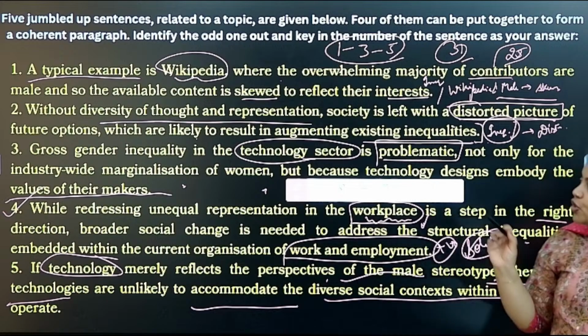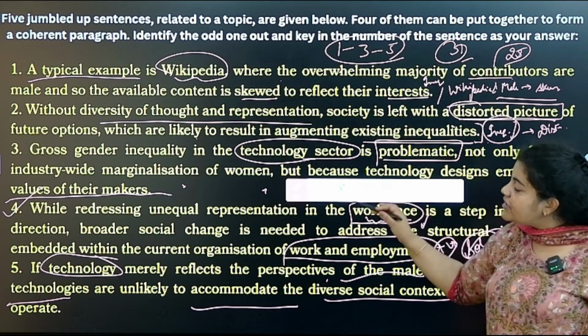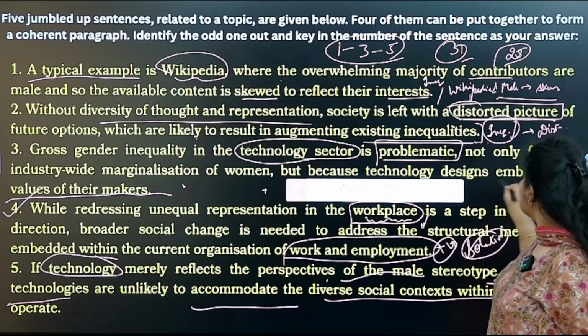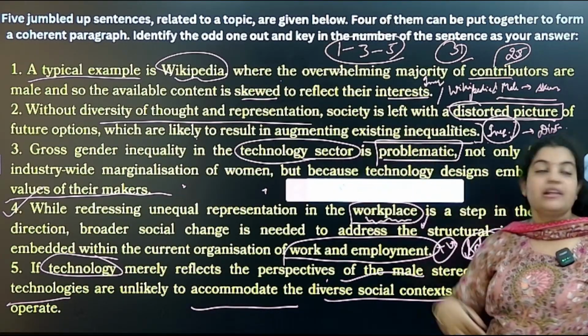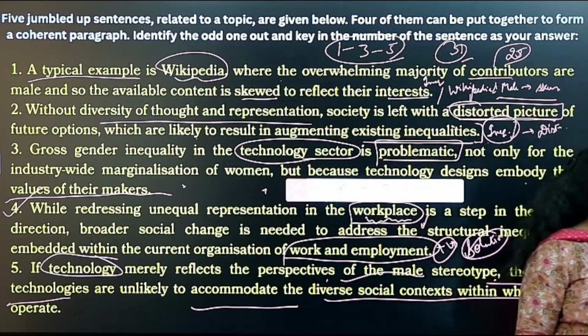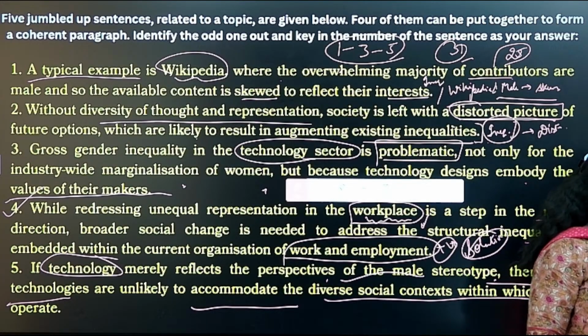Because gross gender inequality in the technology sector is problematic not only for the industry-wide marginalization of women, but because technology designs embody the value of their makers. So a typical example is Wikipedia, not the example of two for that matter. Is that clear? Did you get this question? Are we good to go on to the next question?